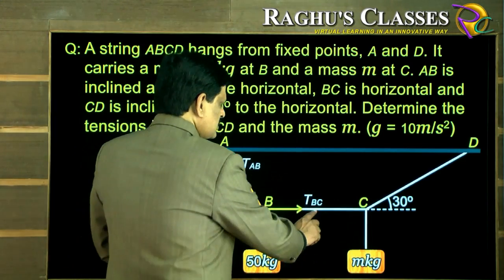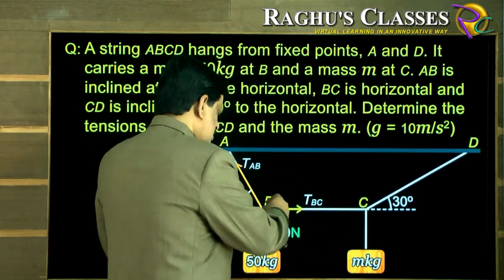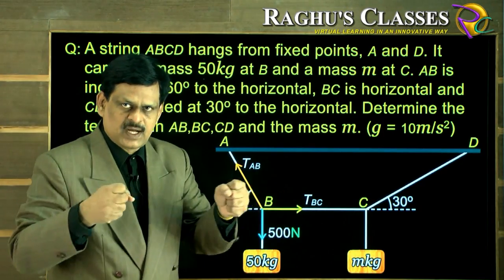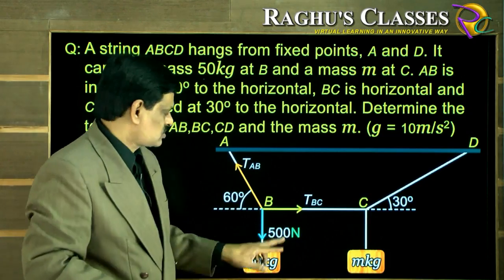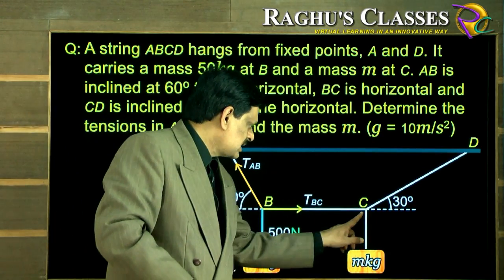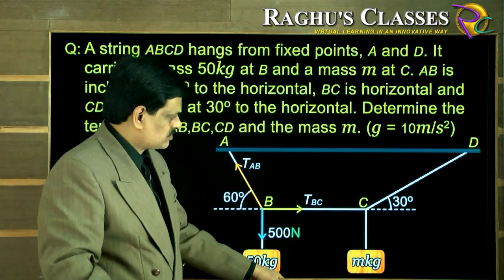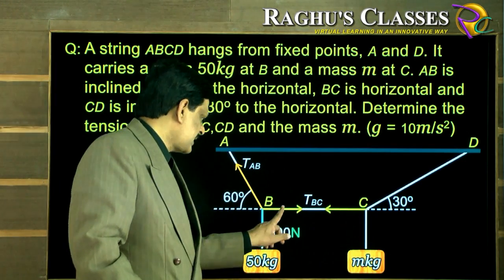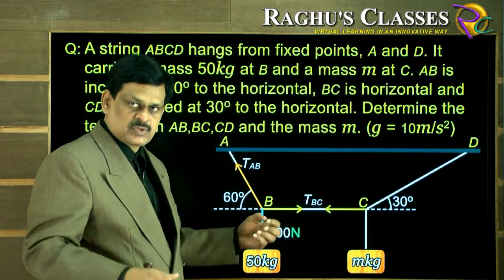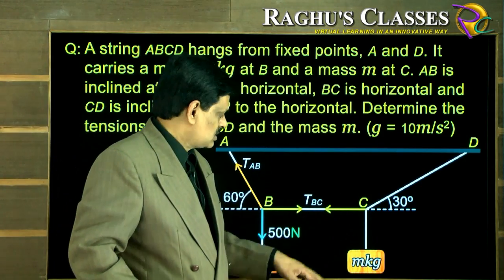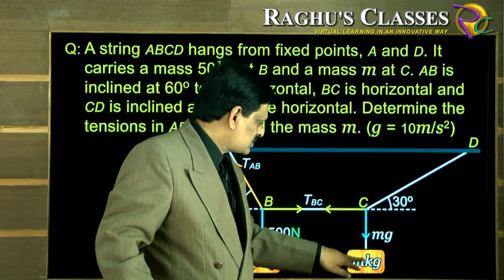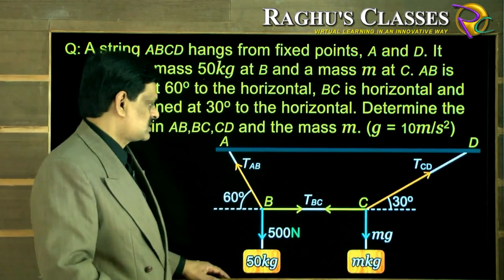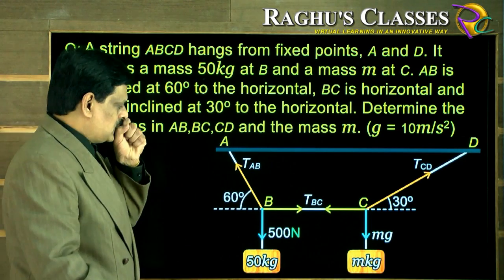The string has two ends, so at B the tension is to the right-hand side, because we know tension in a wire is always given by two inward arrows. So here we take the inward arrow to the right, but at C the inward arrow is going to be to the left. So the same TBC acts to the left on this point and to the right on this point. That is about the property of tension, inward arrows. And here we have the weight of this one, which is unknown because mass is m, it's mg, and the tension in the part CD is TCD. So these are the forces.